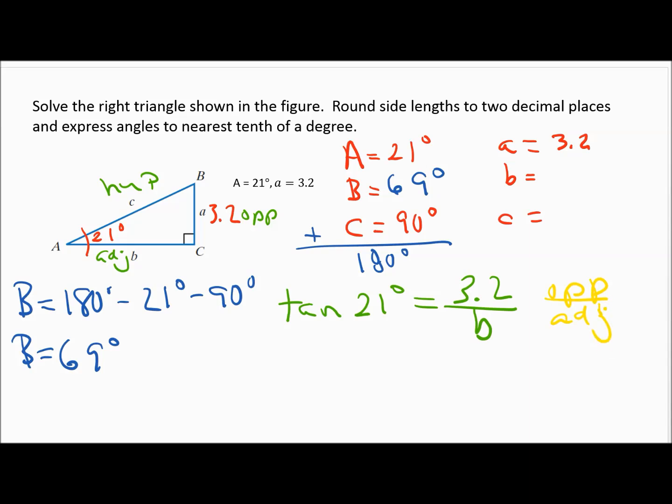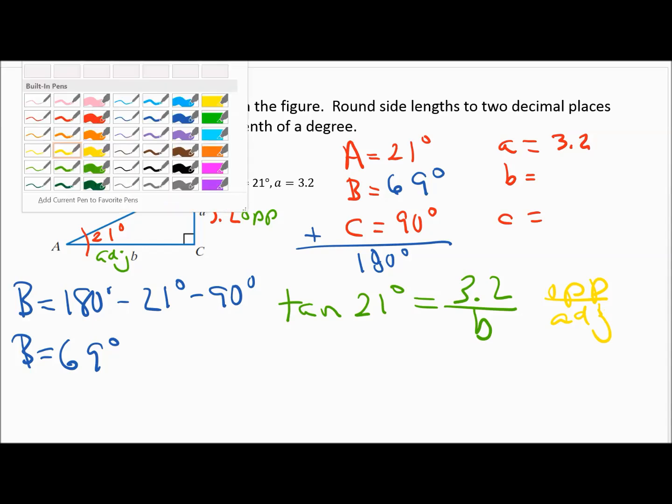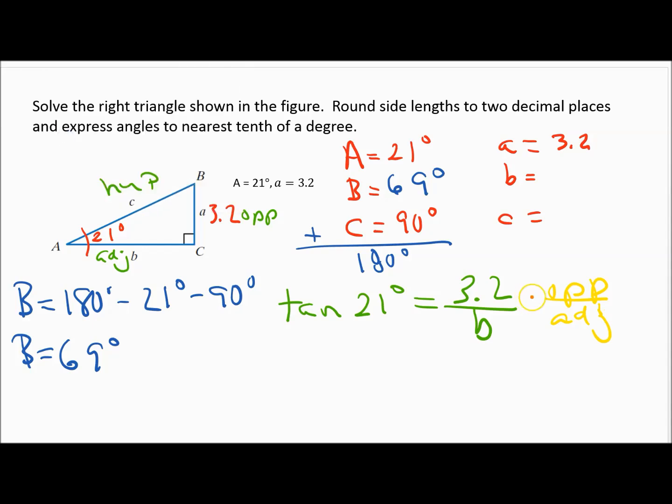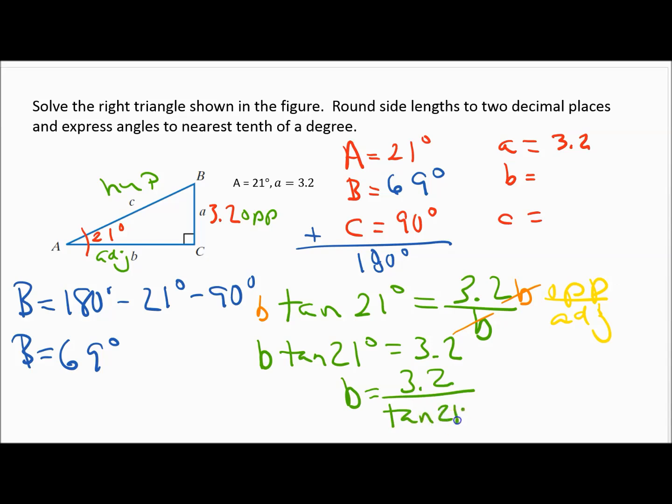Now I'm solving for B. So we must do the algebra to solve for B. My next step is going to be to multiply both sides of this equation by B. I can't solve for it if it's in the denominator. So I'm going to multiply by B here and multiply by B here. How did that help? Those B's cancel. So now what I have is B times the tangent of 21 degrees is equal to 3.2. I'm trying to get the B by itself, so what am I going to do? I'm going to divide by the tangent of 21, divide by the tangent of 21. So my answer for B is going to be 3.2 divided by the tangent of 21 degrees.